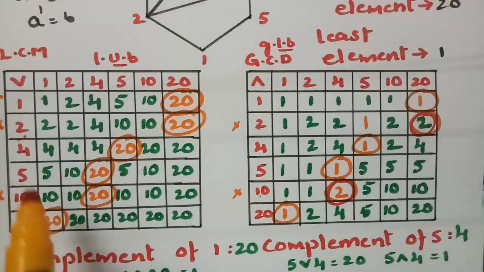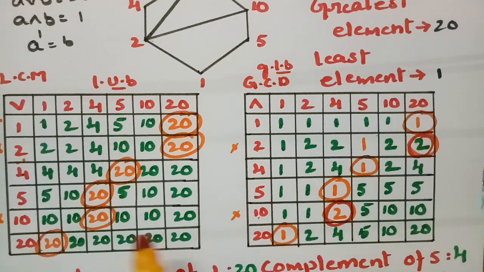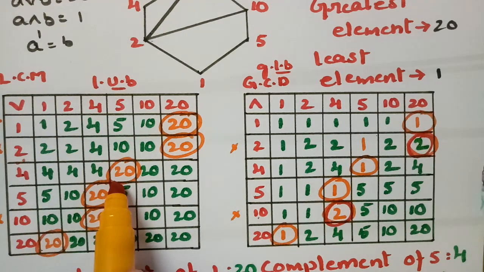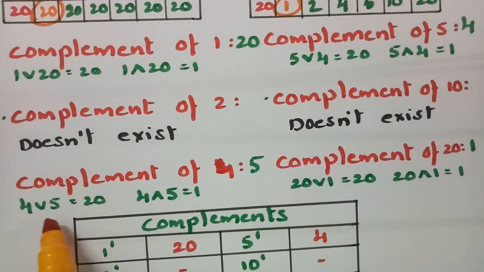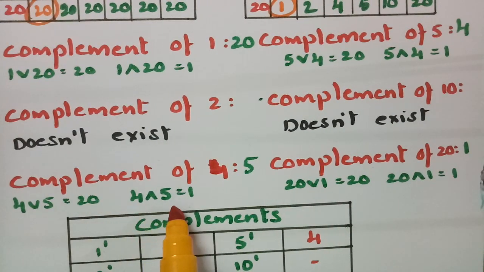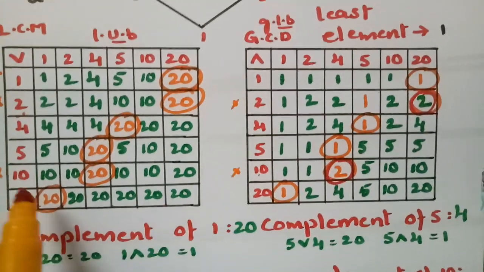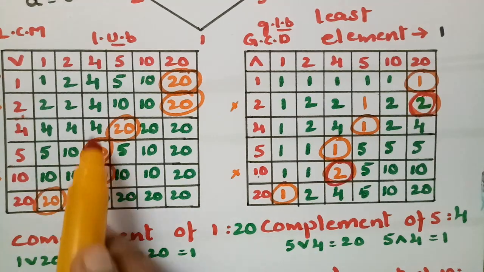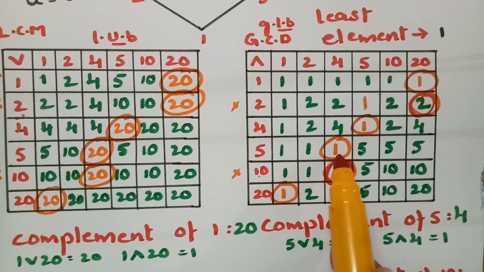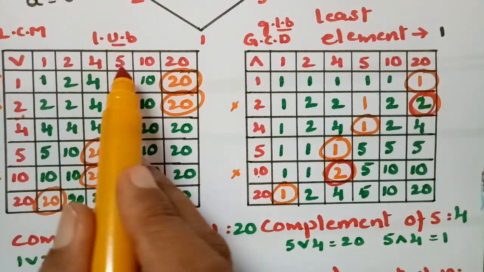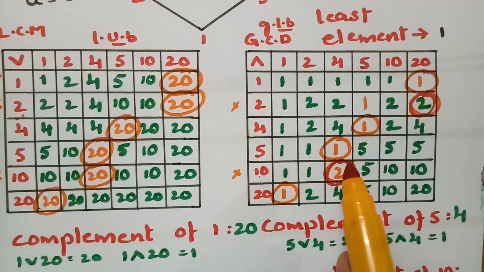Coming to complement 4, the complement of 4 is equal to 5, as 4 join 5 is equal to the greatest element and 4 meet 5 is equal to the least element. See here, 4 join 5 equals 20 and 4 meet 5 is equal to the least element. Therefore the complement of 4 is equal to 5. And coming to 5 here, the complement of 5 is equal to 4, as 5 join 4 is equal to 20, the greatest element, and 5 meet 4 is equal to 1, the least element here.